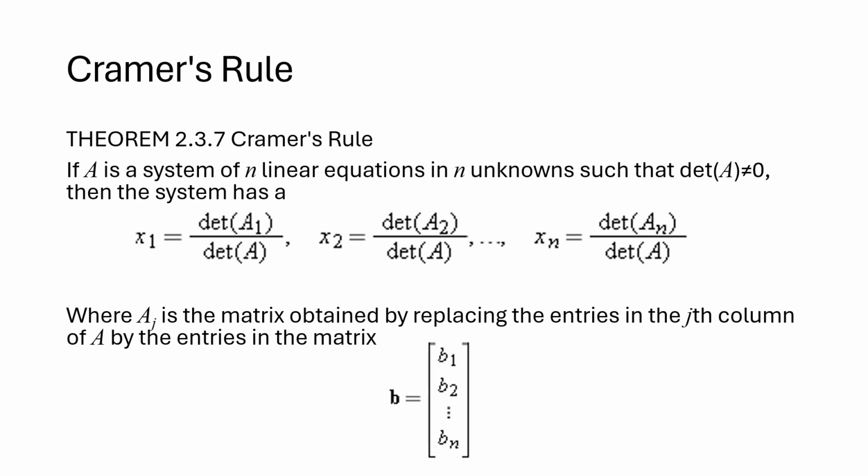So let's have Theorem 2.3.7, which is Cramer's rule. If AX = B is a system of n linear equations in n unknowns such that the determinant of A is not equal to 0, then the system has x sub 1 equal to the determinant of A sub 1 over the determinant of A, x sub 2 equal to the determinant of A sub 2 over the determinant of A, up to x sub n equal to the determinant of A sub n over the determinant of A, where A sub j is the matrix obtained by replacing the entries of the jth column of A with the entries of the matrix B, which is B sub 1, B sub 2, up to B sub n.